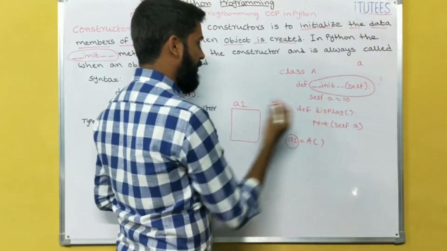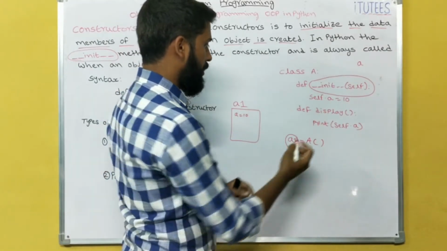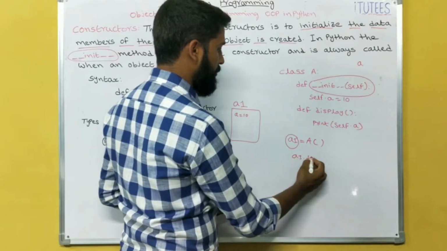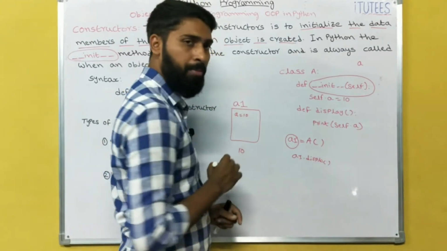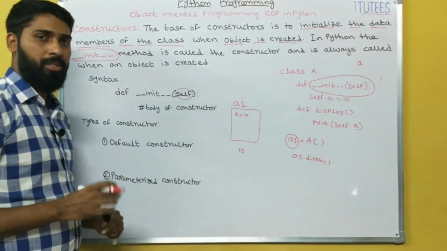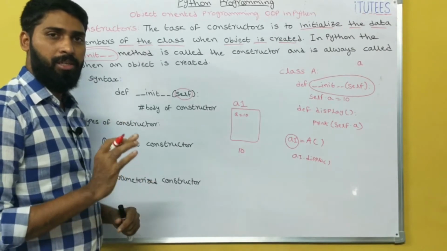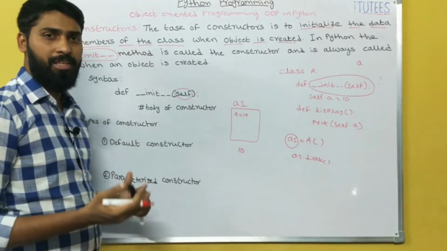What is in the constructor? self.a = 10. That means a equals 10. So a1.display displays 10 on the monitor. That's it. This is the functionality of a constructor. Simply saying, the constructor is used to initialize the members of the class when the object is created.